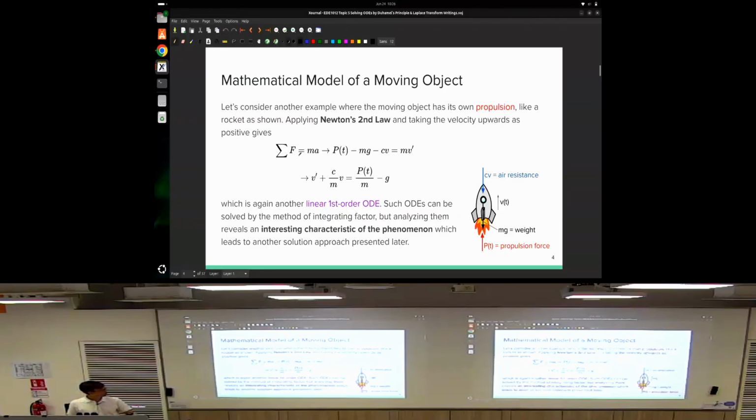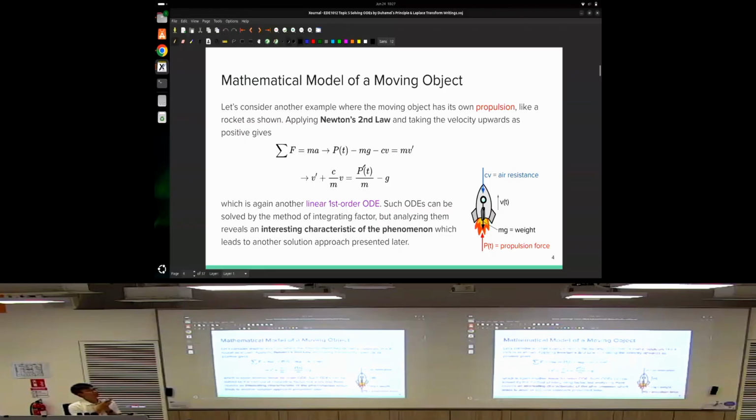Now, sum of forces equals ma, and you get p of t minus mg minus cv equals mv prime. a is just v prime. Now, if you rearrange this ODE, you get v prime plus c over m v equals p of t over m minus g. So it's a linear first order ODE again, but in this case not separable, because you have p of t here, so you cannot separate anymore. But you can still use integrating factor.